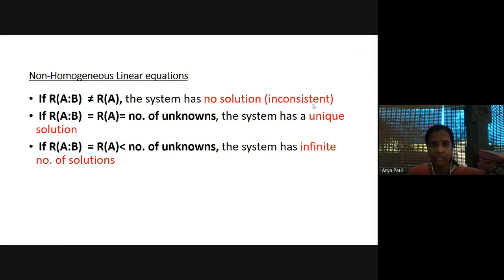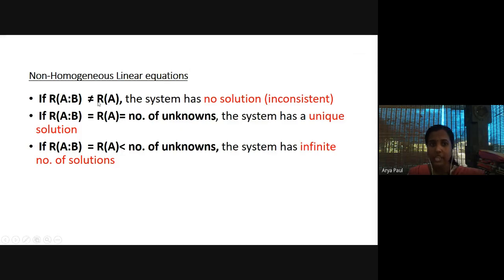You have studied all these things in your mathematics class. If the rank of the augmented matrix is equal to the rank of A, equal to the number of unknowns, then the system has a unique solution. That solution you need to find out. If the rank of the augmented matrix is equal to the rank of A and less than the number of unknowns, then the system has an infinite number of solutions.